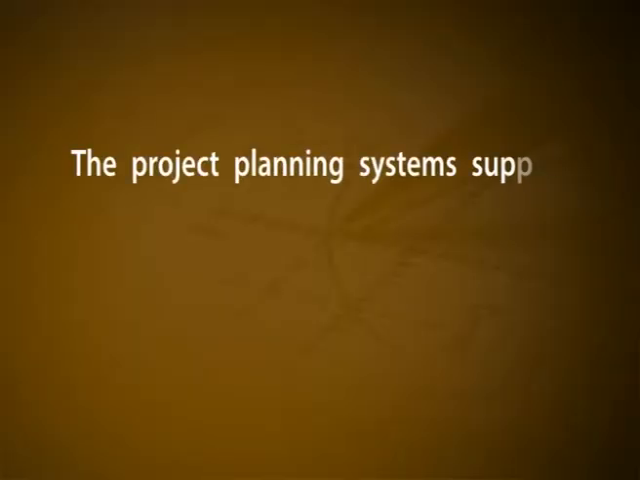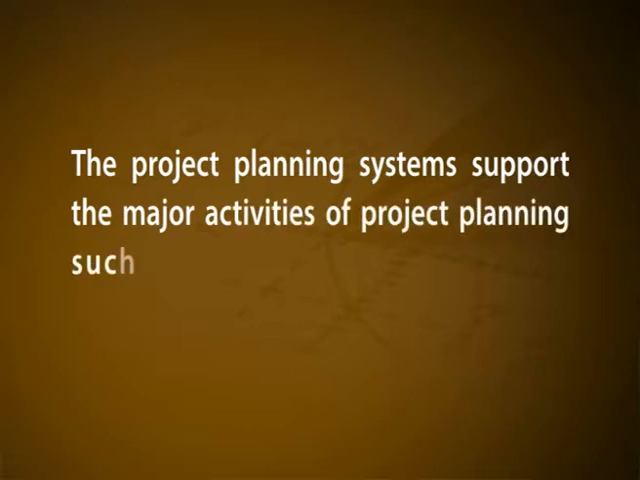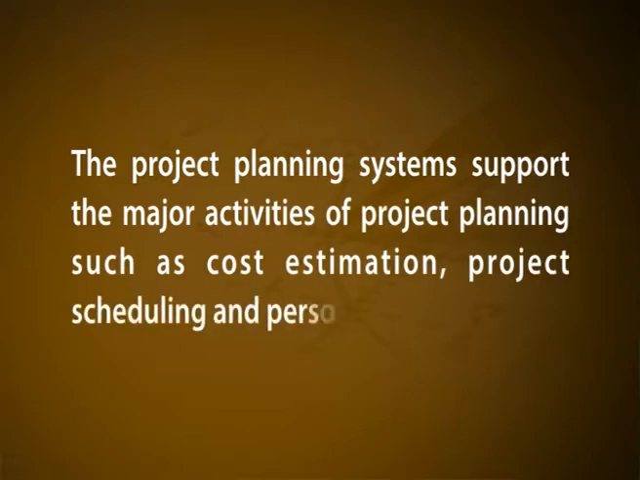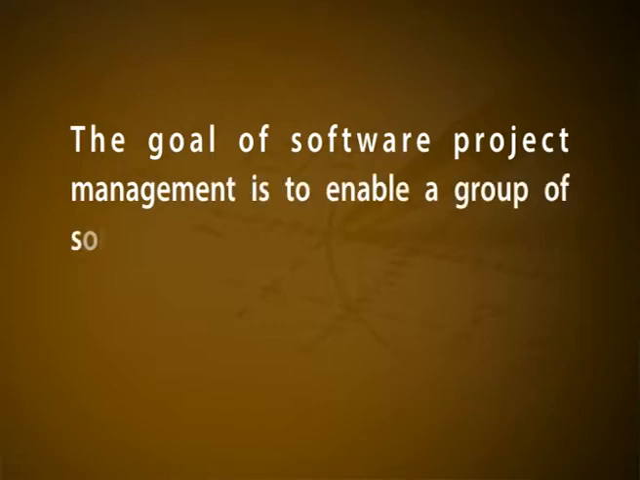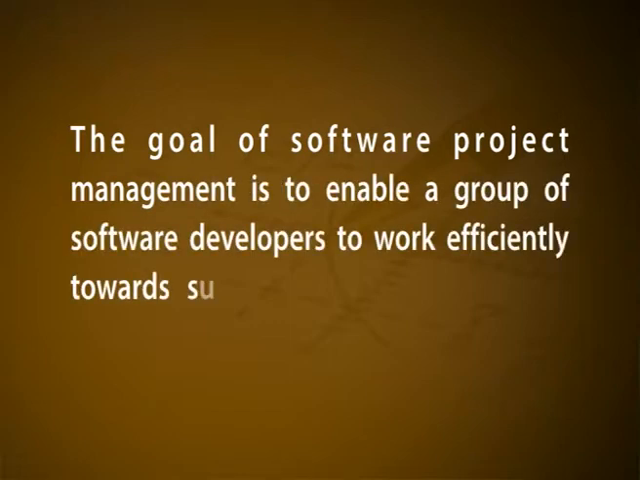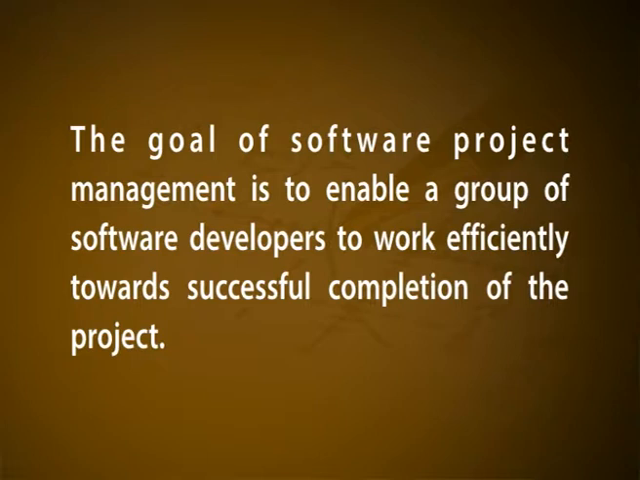Once a project is found to be feasible, project planning is to be done by the project managers. This planning is to be completed before the beginning of any development activity. The project planning systems support the major activities of project planning such as cost estimation, project scheduling and personnel allocation. The goal of software project management is to enable a group of software developers to work efficiently towards successful completion of the project.